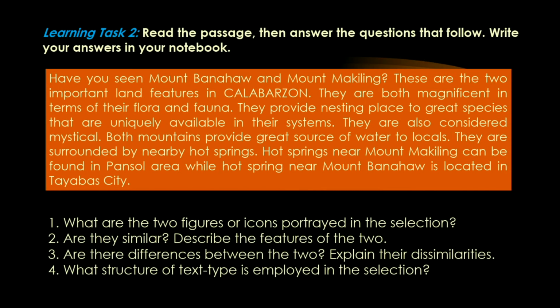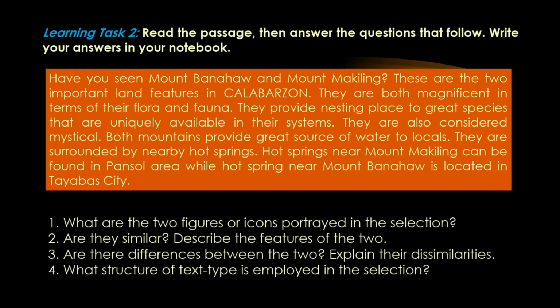In this learning task, we are going to read another passage, then answer the questions that follow. Have you ever seen Mount Banahaw and Mount Makiling? These are the 2 important land features in Calabarzon. They are both magnificent in terms of their flora and fauna. They provide nesting places to great species that are uniquely available in their systems. They are also considered mystical.